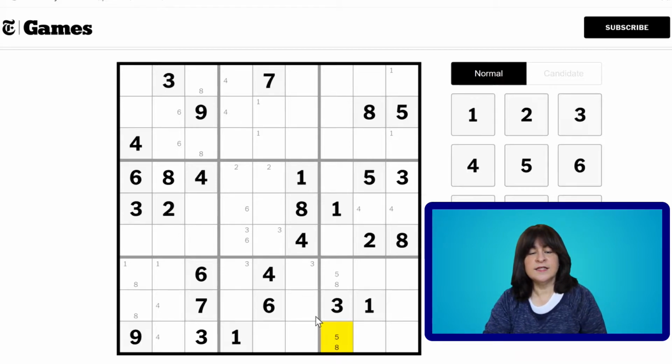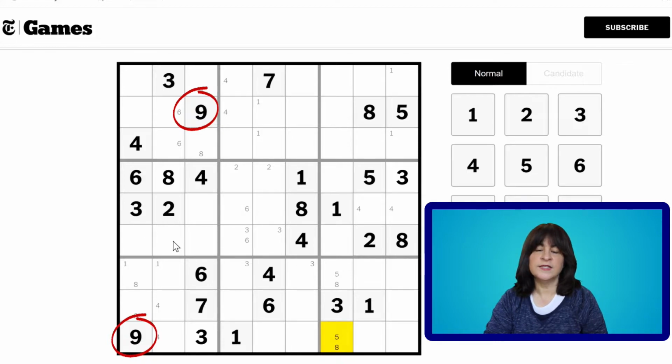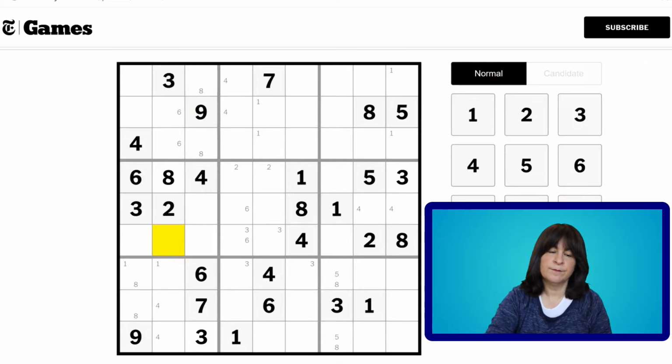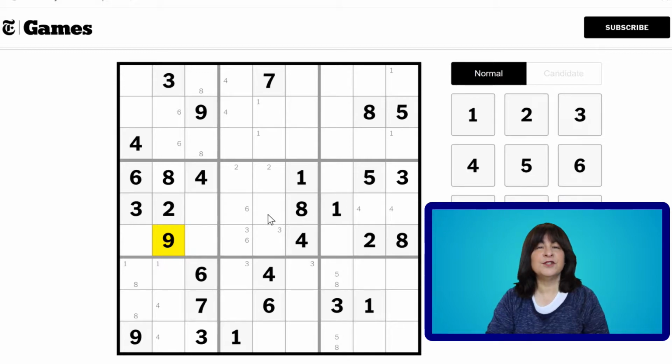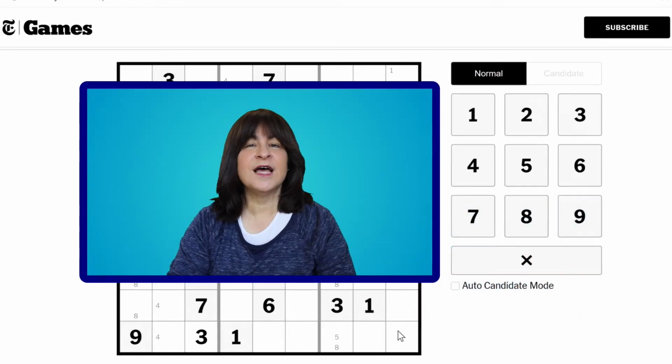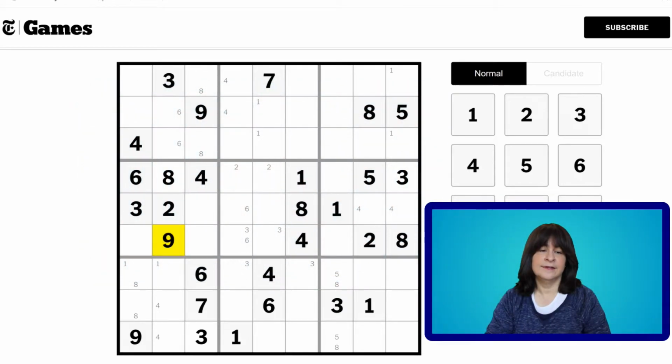There are 2 9s here and here, so that means the only place a 9 can go is here in block 4. All right, now that I've finished scanning the grid for the numbers 1 through 9 and placed all the obvious big numbers as well as penciled in candidates, it's time to look for a row, column, or block that has only 3 cells left to be filled in.